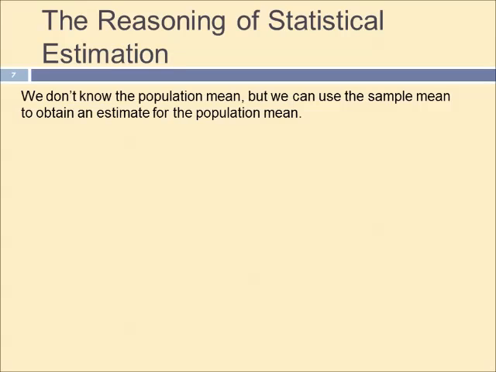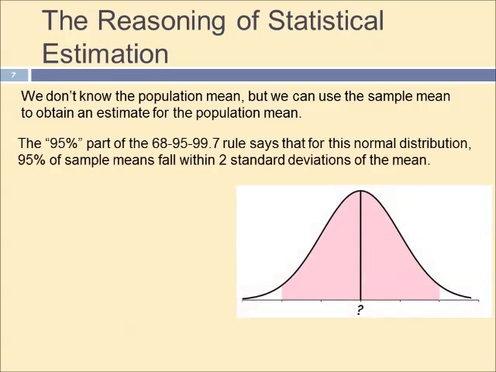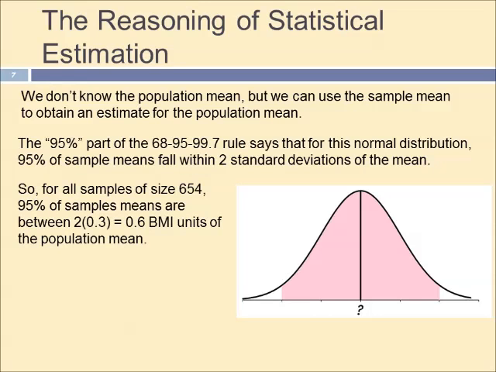So we don't know what the population mean is, but we can use the sample mean to obtain an estimate for the population mean. So if you remember, the 95% part of the 68, 95, 99.7 rule says for this normal distribution, 95% of sample means will fall within 2 standard deviations of the mean. So we don't know what the mean is, but we do know that 95% of the sample means will fall within 2 standard deviations of that unknown mean.